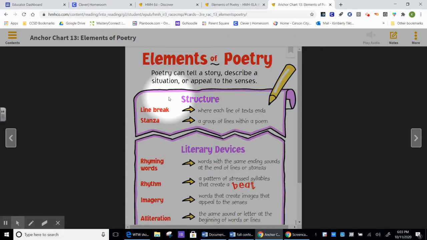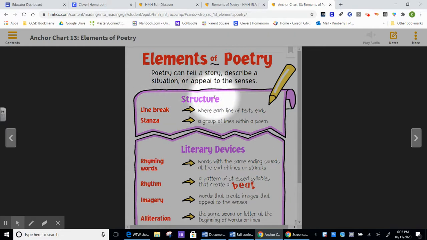So if we understand the elements of poems, it'll help us better understand what the poet is trying to tell us, and with practice, it'll make reading poems more fun.